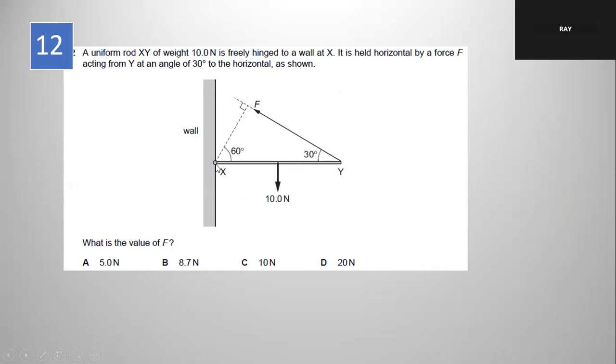Right? That's your hinge at X. Held horizontally by this force. And this is 30 degrees. This is 60 degrees. What is F?